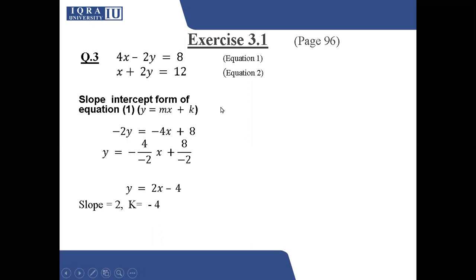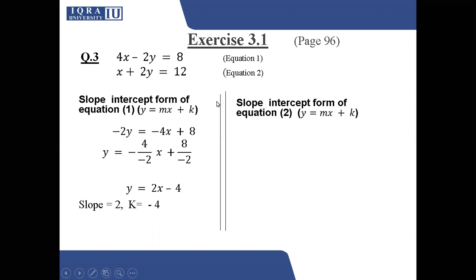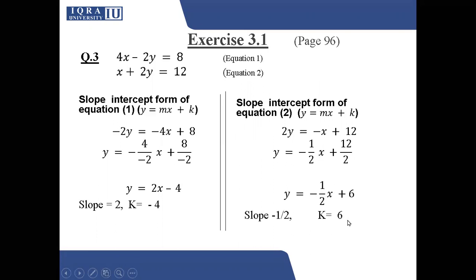Now we'll do the same procedure with equation number 2, right? I'll draw a line for comparison. Then the slope intercept form of equation number 2, again slope intercept form is what? Y equals mx plus k. I have to bring equation number 2 to the slope intercept form. Resultantly, how can I write it? I can take x to the other side, it will become negative. So 2y equals minus x plus 12. I divide both sides by the number 2, and when I simplify, I get y equals minus half x plus 6. Here I can see that my slope will be minus half and my y-intercept will be plus 6, right?